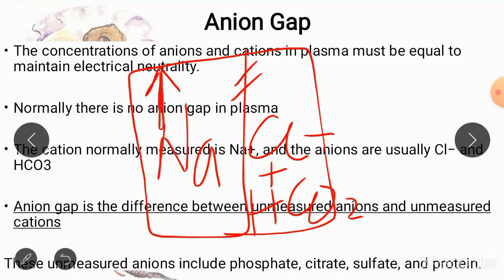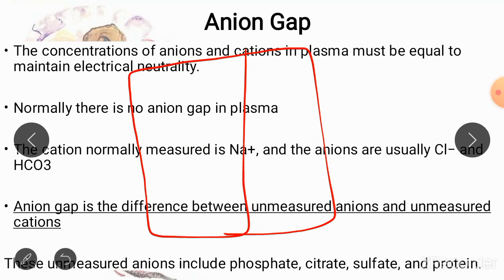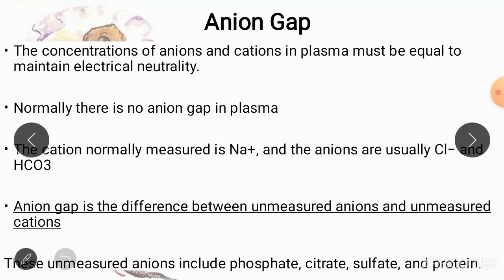And we also know that there must be electrical neutrality in our plasma. So this logic tells us that there must be some negatively charged anions present in plasma, which are not usually measured while taking blood samples. So these unmeasured ions are responsible for anion gap. Now let us see how these anions are responsible for causing anion gap. Anion gap is the difference between unmeasured anions and unmeasured cations. And these unmeasured anions include phosphate, citrate, sulfate, negatively charged proteins, or even lactic acid.